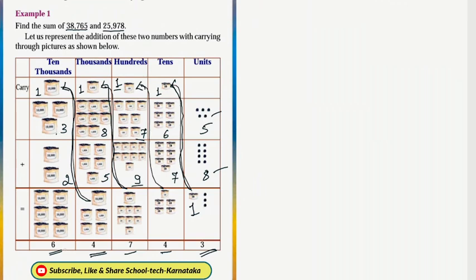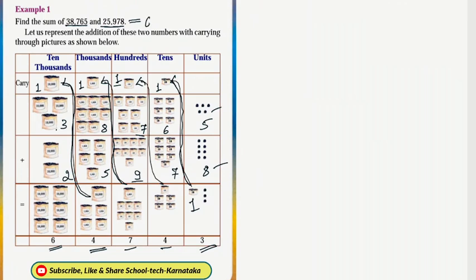So the answer for our question, the sum of 38,765 and 25,978 is equal to 64,743.